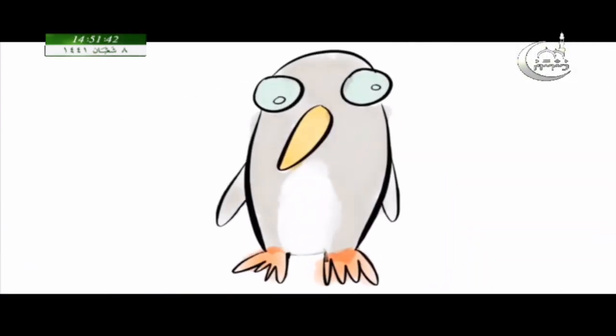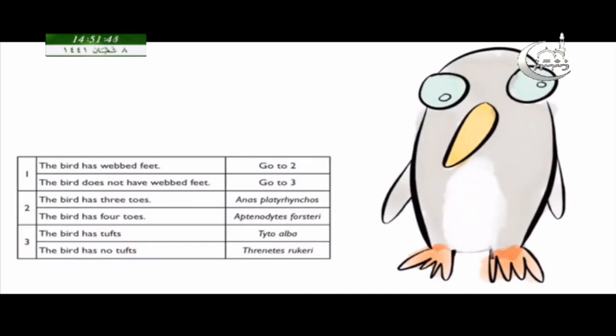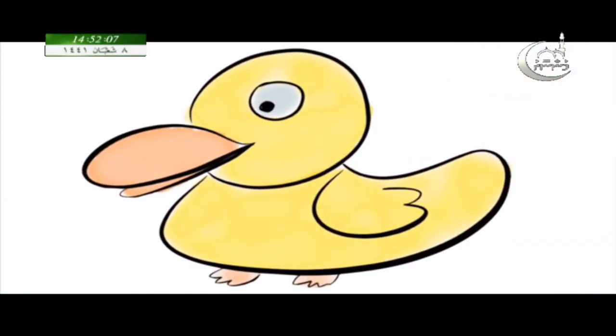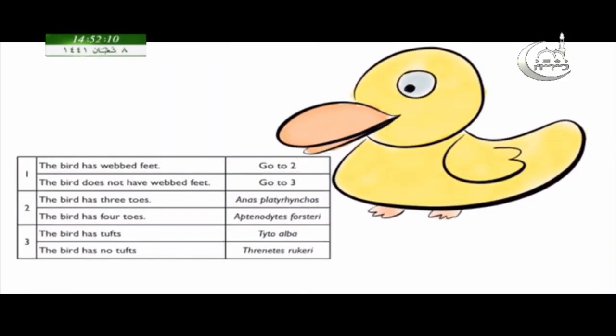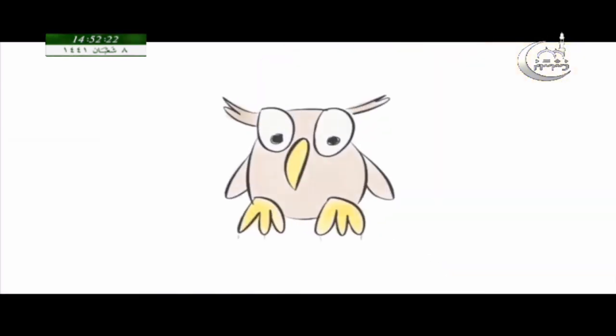Let's try the dichotomous key again with a different bird. This time we have the penguin. Start at number 1. Our bird has webbed feet. So we're going to have to go to step 2. Step 2 has us count the number of toes. A penguin has 4 toes. We just figured out the scientific name of the penguin. Using the same chart, we can figure out the scientific name of the duck. Starting at number 1, we see our bird has webbed feet, so we'll go to step 2. We have to count the toes. A duck has 3. We just figured out the scientific name again.